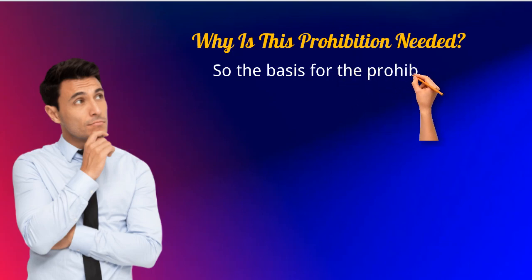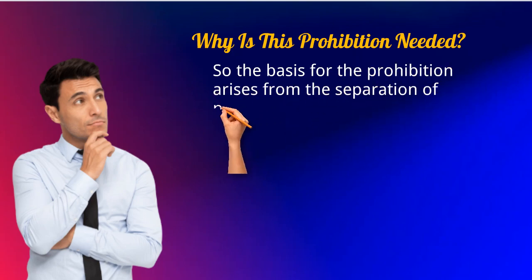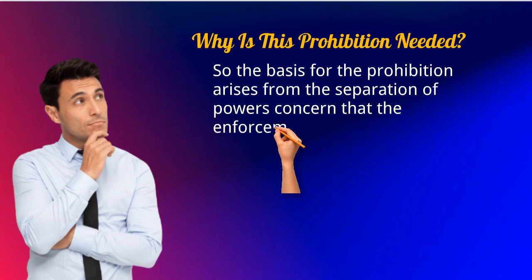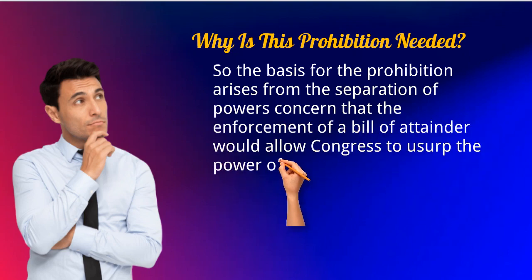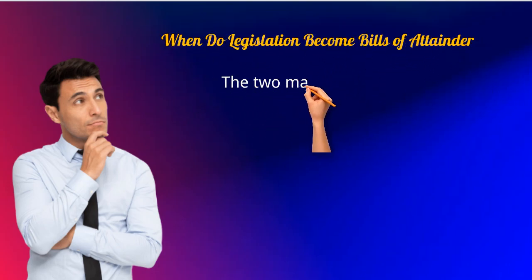So the basis for the prohibition arises from the separation of powers concern that the enforcement of a bill of attainder would allow Congress to usurp the power of the judicial branch. When does legislation become a bill of attainder?